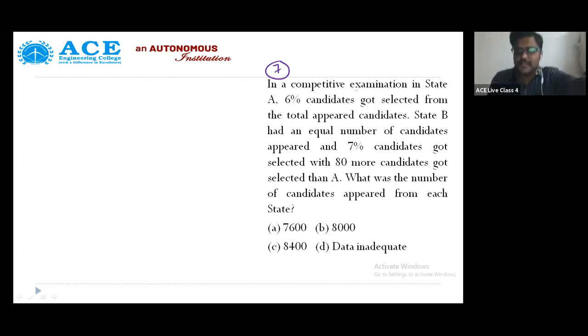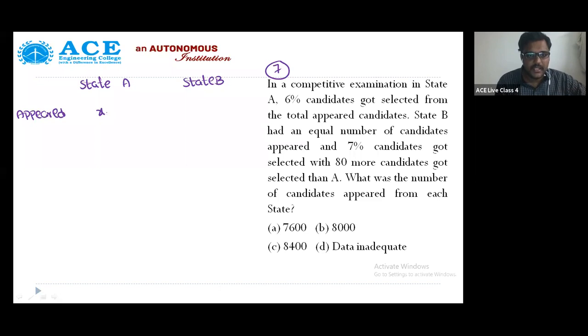In a competitive examination, they mention 6% of candidates got selected. I think people already solved the practice booklet, and they're giving the answers very quickly. So guys, 6% of candidates got selected from the total appeared candidates from state A. From state A, how many appeared? From state B, how many appeared? How many were selected is the discussion. Suppose appeared is X from state A. How many got selected is 6%, so I can say 6% of X.